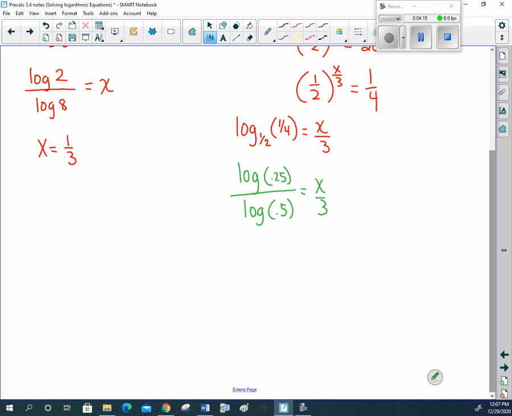So log 0.25 divided by log of 0.5 equals 2. And so you have x over 3 multiplied by 3, and we get x equals 6. So same problem. On the other side, we did change them to the same base. This side, we rewrote them in logarithm form.